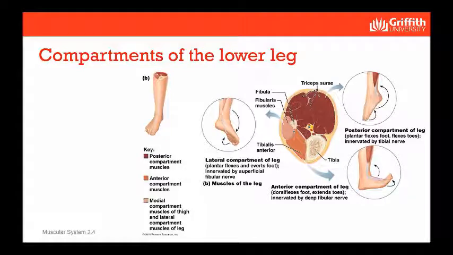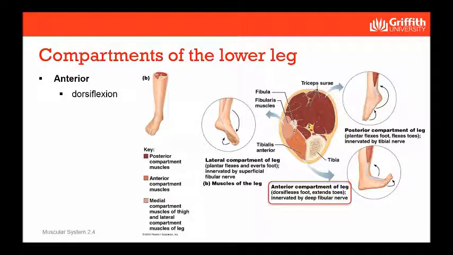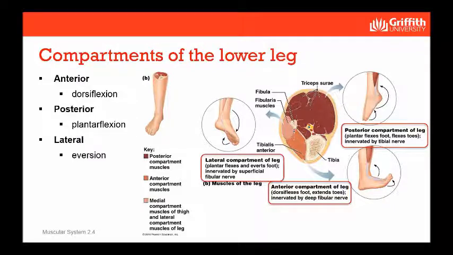We can summarize the function of the lower leg muscles in terms of the following compartments. The anterior compartment dorsiflexes the ankle and extends the toes. The posterior compartment plantar flexes the ankle, inverts the foot, and flexes the toes. And the lateral compartment plantar flexes the ankle and everts the foot.